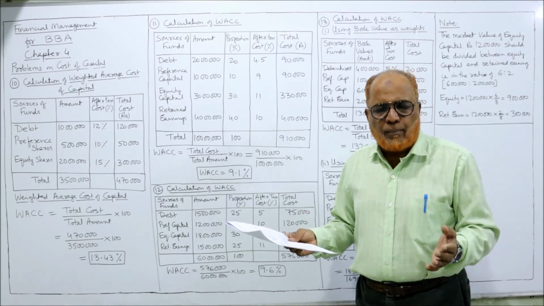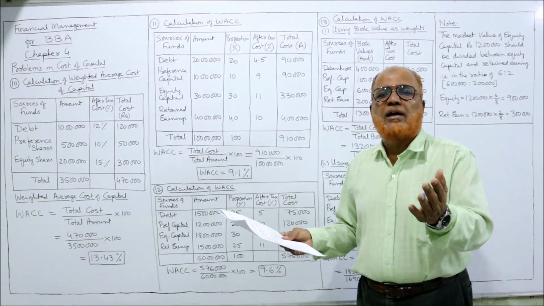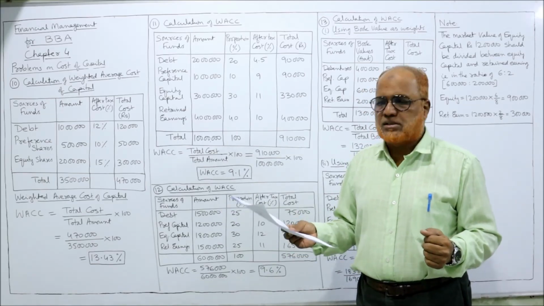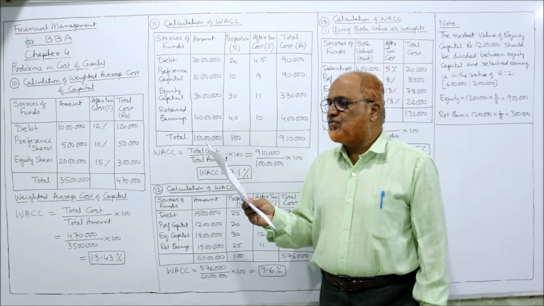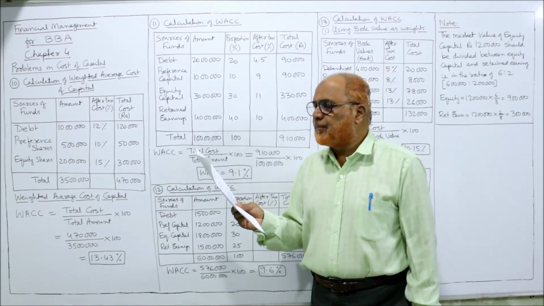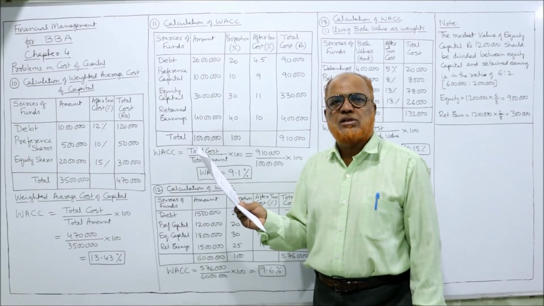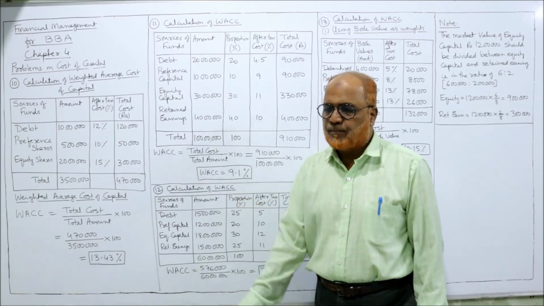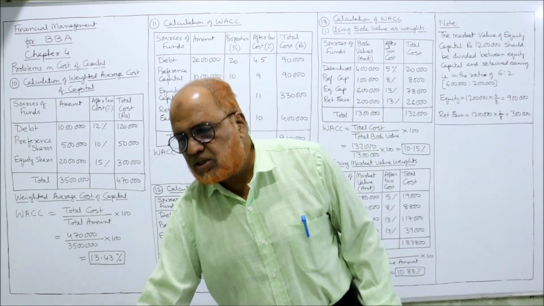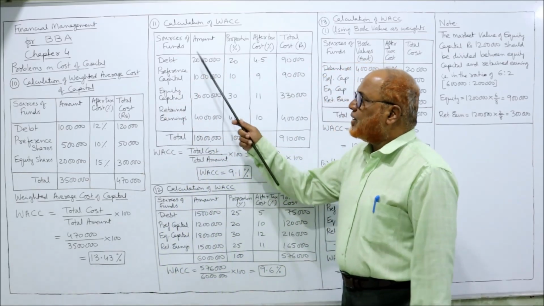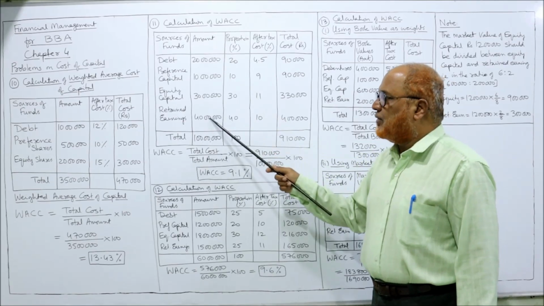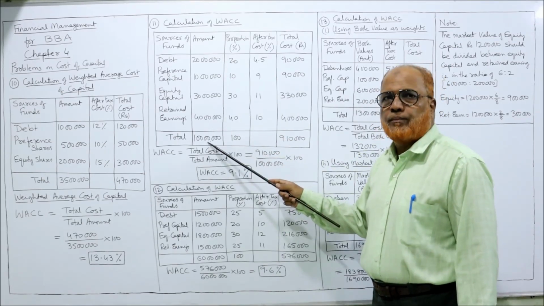So by using the amount or by using proportion, we'll get the same WACC. The after tax cost is 4.5% for debt, 9% for preference, 11% for equity and 10% for retained earnings. Exactly similar to what we have done just now. Sources of funds, amounts are given. The total amount is 1 crore.